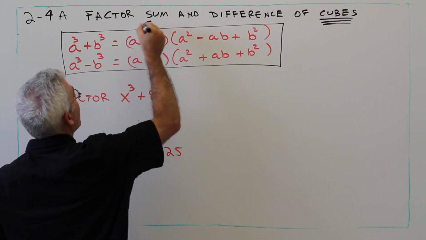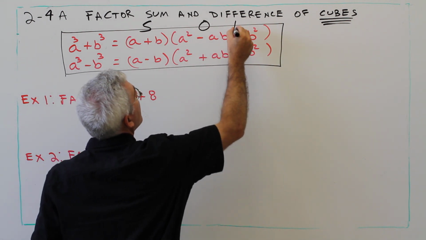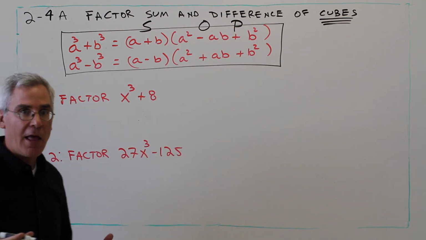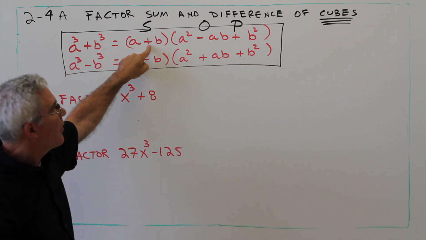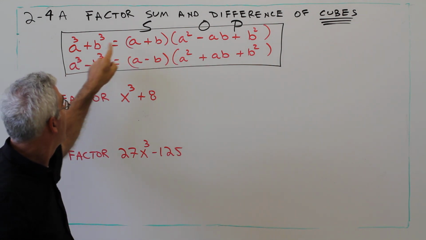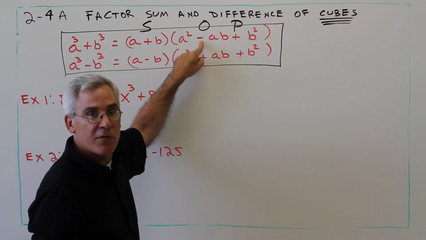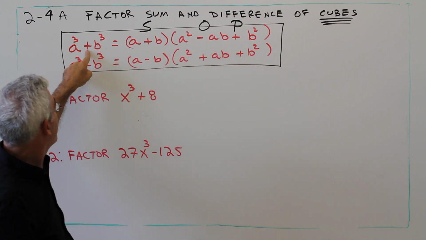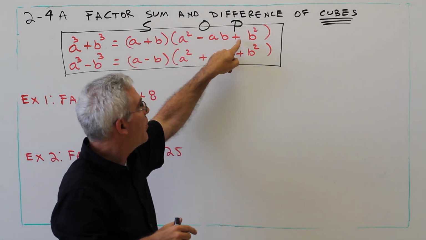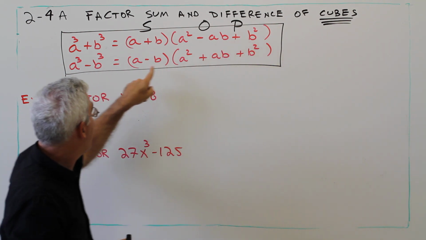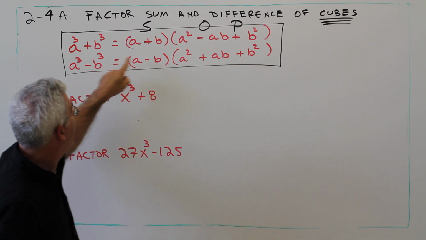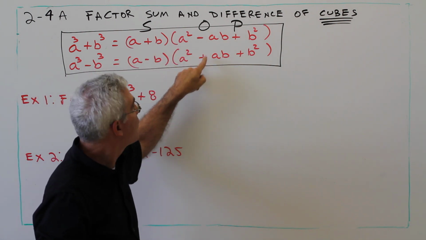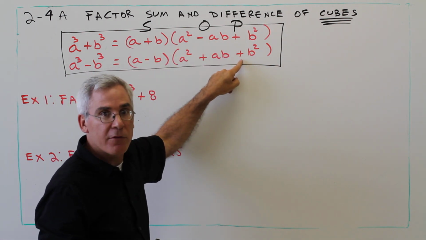It's with something called SOP, and I call that SOP. Whatever sign this is, the same sign. Whatever sign this is, the opposite. Whatever sign this is, it's still going to be plus or positive. Same thing over here. Minus, same minus. Minus, opposite plus. And this one's positive or plus.